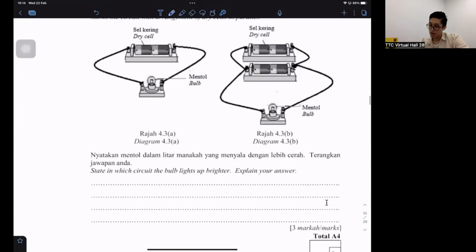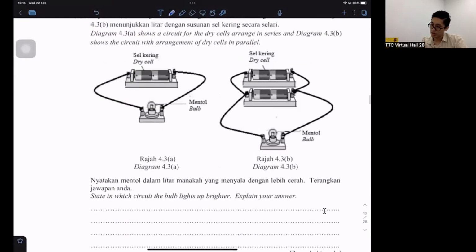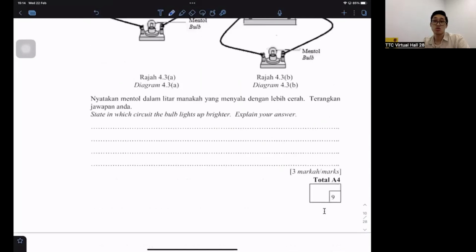All right, next one. Which of the light bulbs will be brighter? Okay, I have 2 kinds of arrangement. I have arrangement in series, and then this one is arrangement in parallel. So which one will light up brighter? If you've done enough questions, actually you should know. It's always the parallel that lights up brighter. So you say circuit arrangement 4.3b lights up brighter.